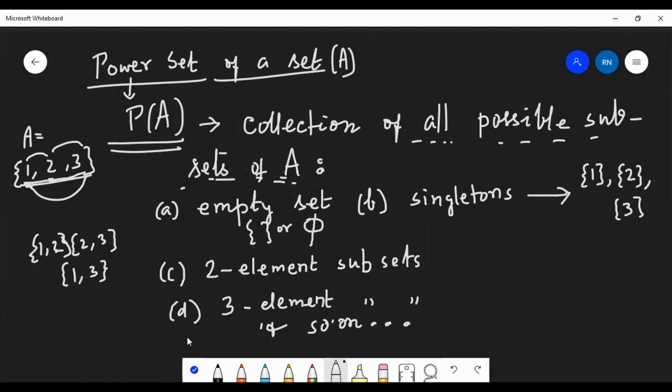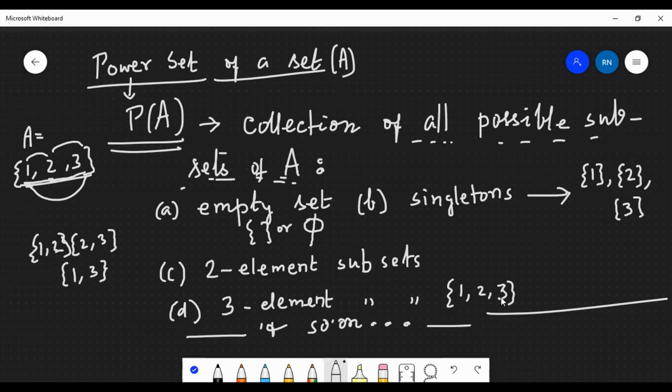When you are done, for example in this set, once I write the 3 element subset, I am done, isn't it? What can you say about the 3 element subset? Set A itself has only 3 elements. So 1, 2, 3 together is the 3 element subset, which is the set itself, which you have studied. Every set is a subset of itself.